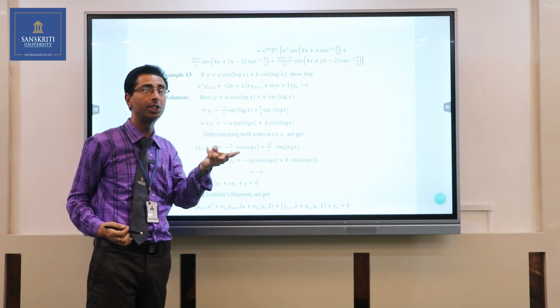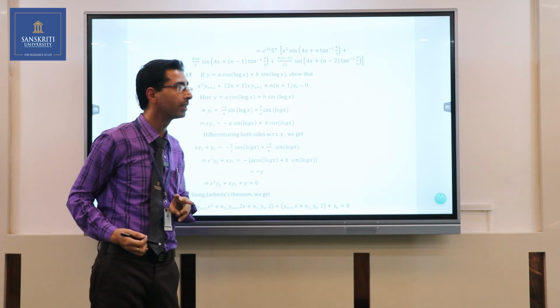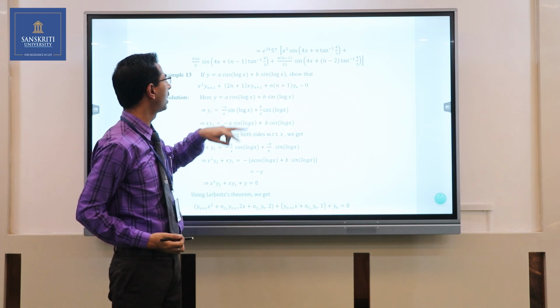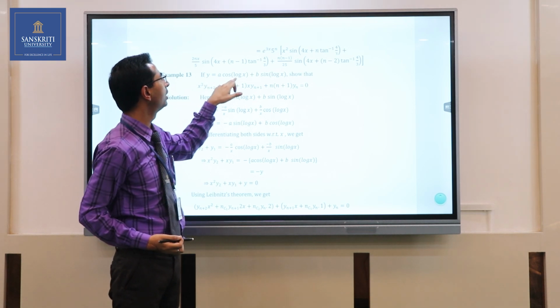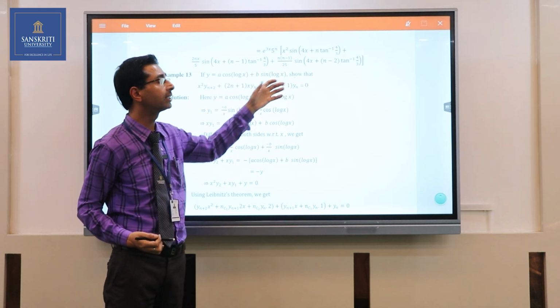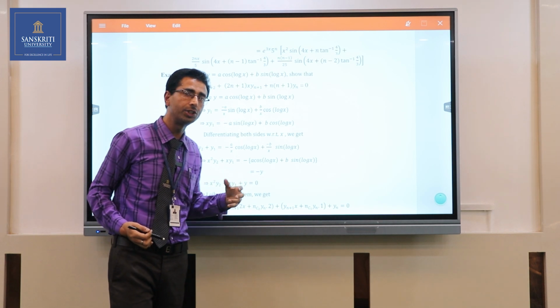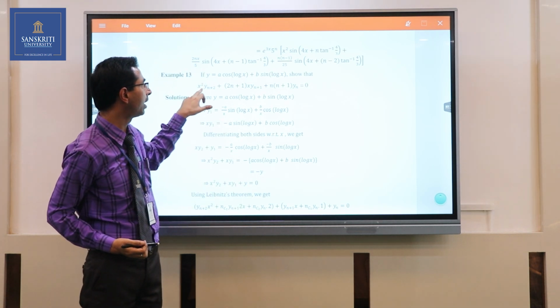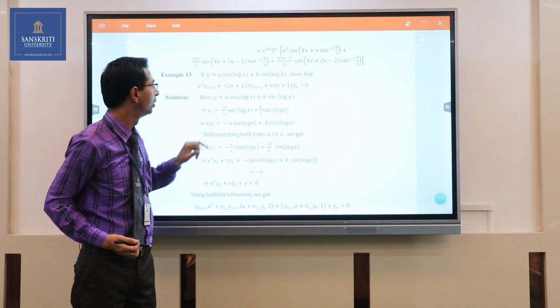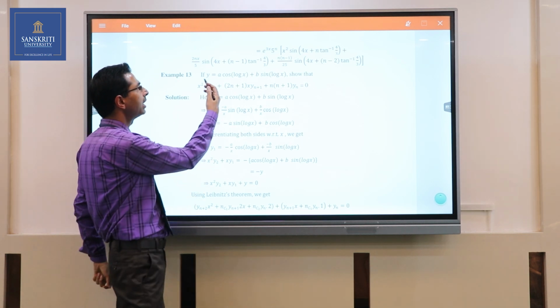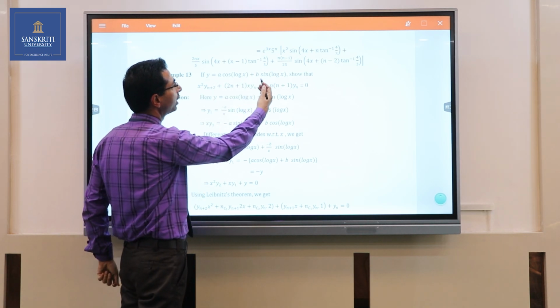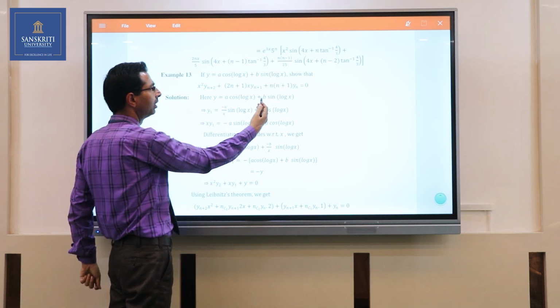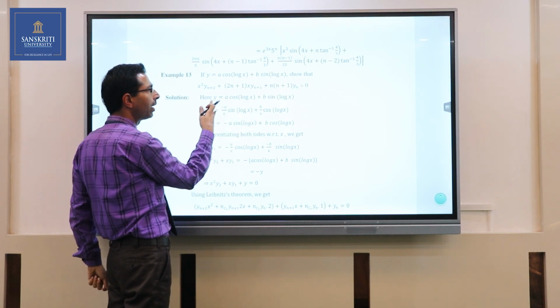First we differentiate two times y is equal to a cos(log x) plus b sin(log x). After the second derivative, we use the Leibniz theorem because we want to find the value of y_(n+2). So now y is equal to a cos(log x) plus b sin(log x). This is the function we assume as y.